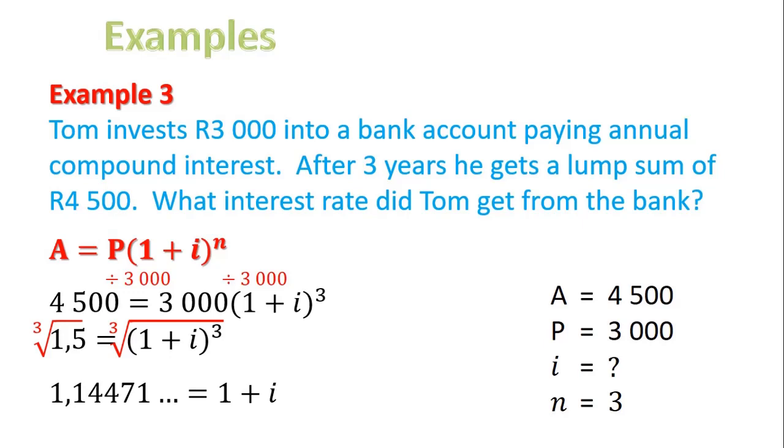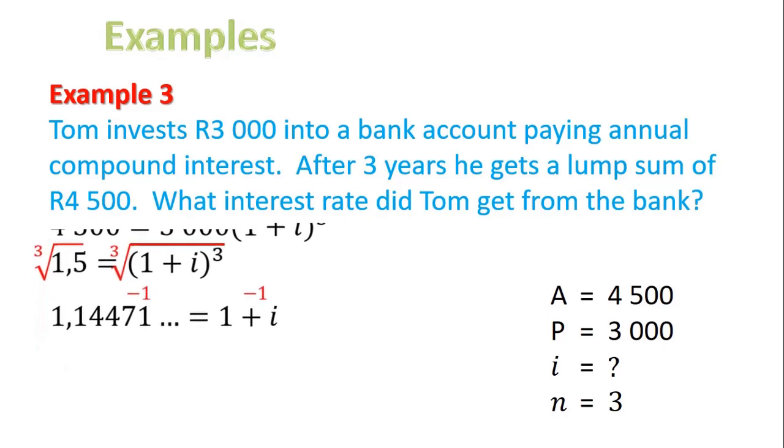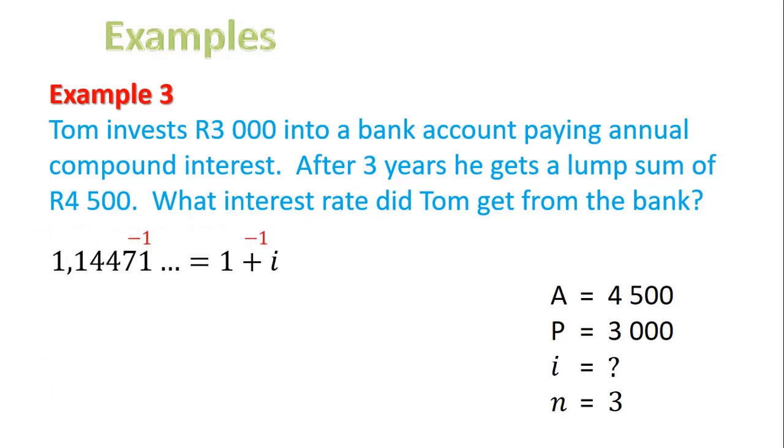Now I want to get I by itself, and so I have to get rid of that 1 on the right hand side. To do that I have to subtract 1 from both sides. So 1,14471 minus 1 gives me 0,14471, and that equals I. Now many times I get asked, why do we have so many decimal places?